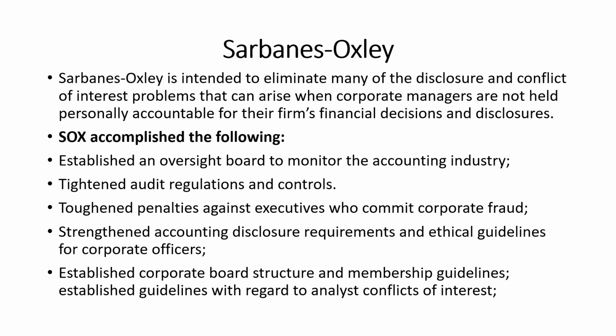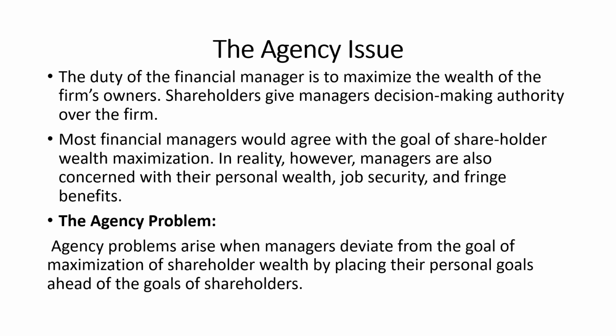So here we need more details about the agency issue. What do you mean by agency issue? The agency issue concerns the duty of the financial manager to maximize wealth. Here, the financial manager wants to maximize his wealth. So we have the conflicts of interest that we have talked about before. Here, the duty in the agency issue is to maximize the wealth of the firm's owners.